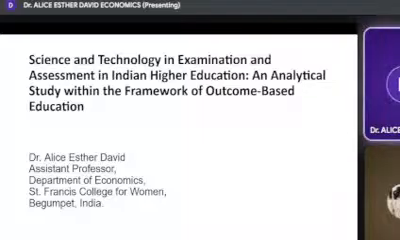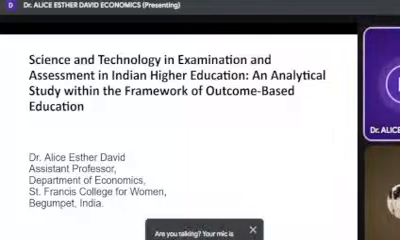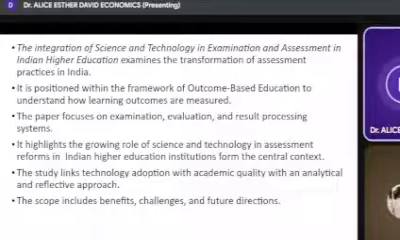Yes. So the topic of my study is science and technology in examination and assessment in higher education. Basically we are concentrating now on outcome-based education and how digital examination work hand in hand. So this paper focuses on examination, evaluation, and how the result processing system, after being digitalized in the context of outcome-based education, is benefiting the students or not.